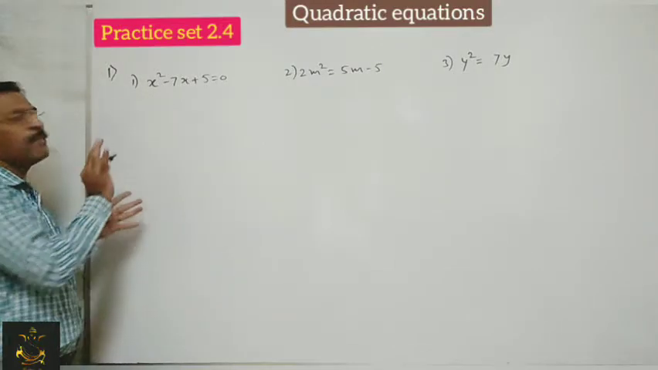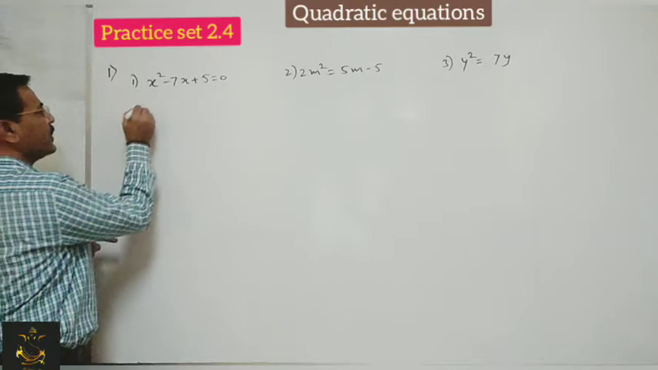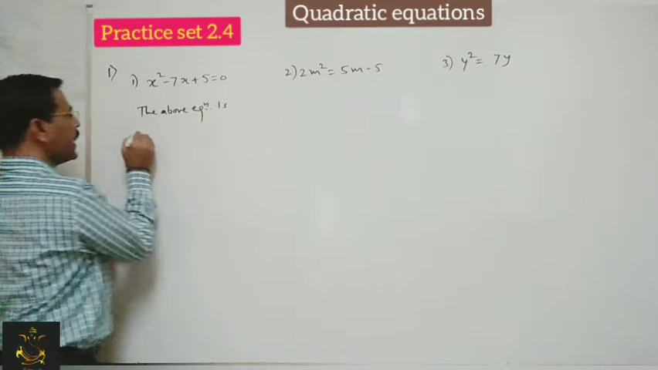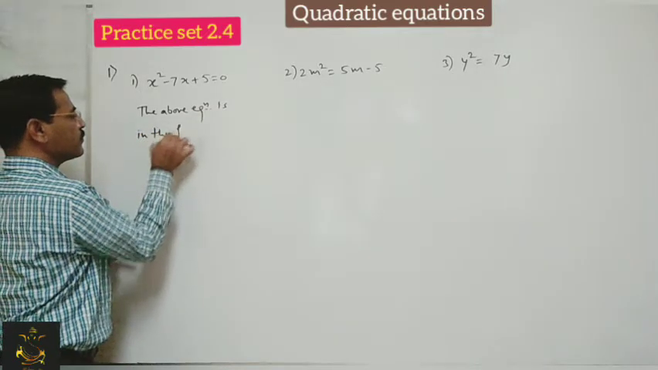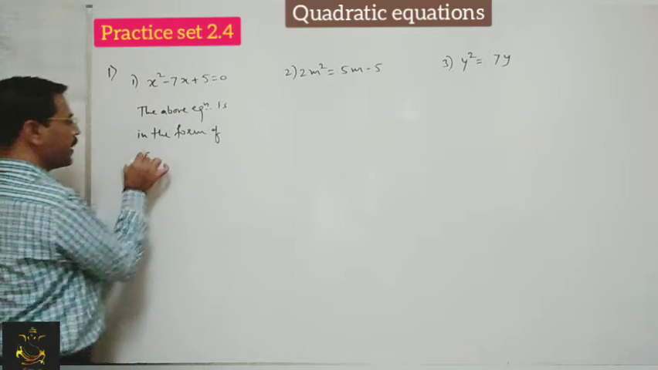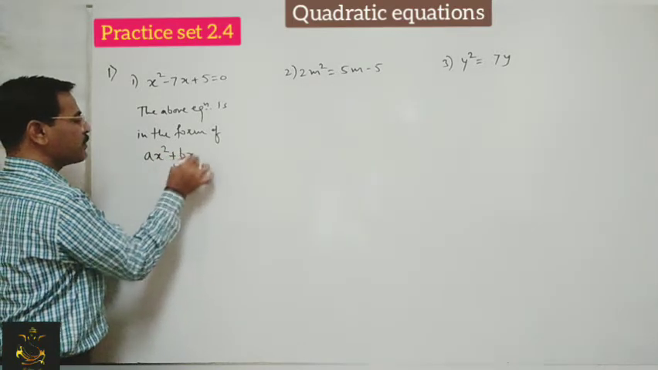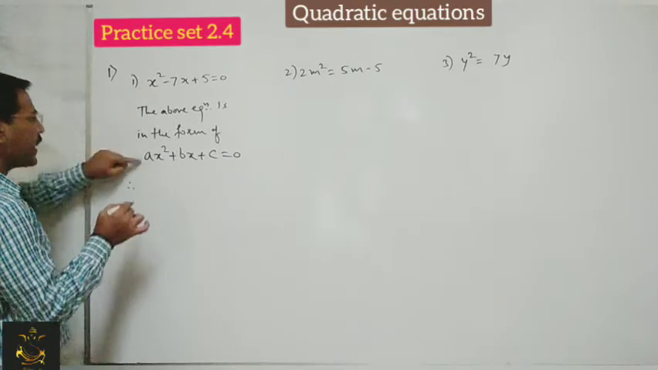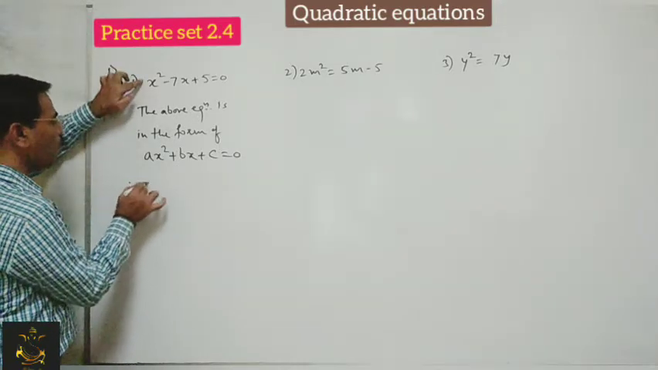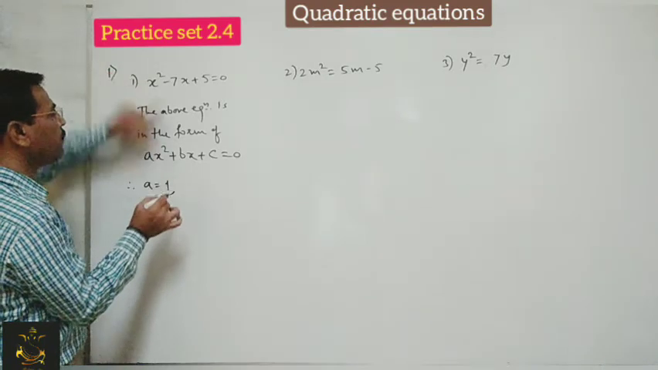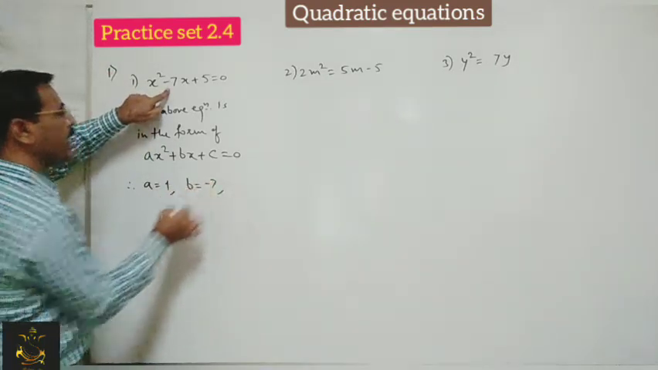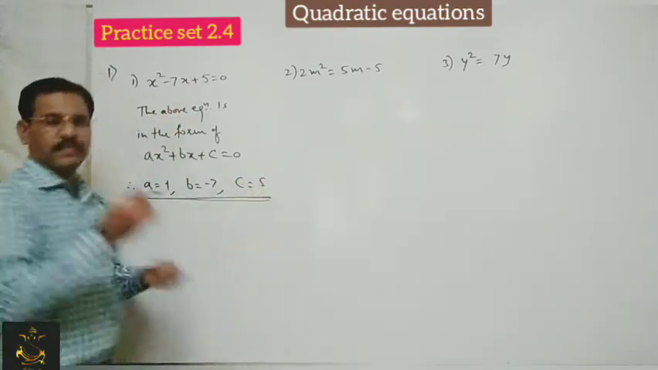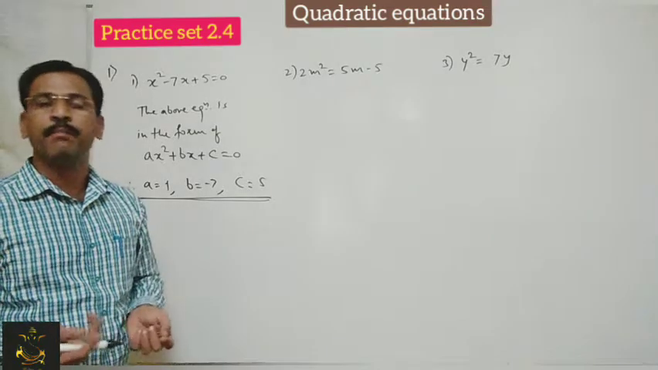Straight away I will compare with the standard form. The above equation is in the form of ax square plus bx plus c equal to 0. Now just compare. Here a is 1, b is minus 7, c is 5. Finish. Like this, just compare and write the values of a, b and c.